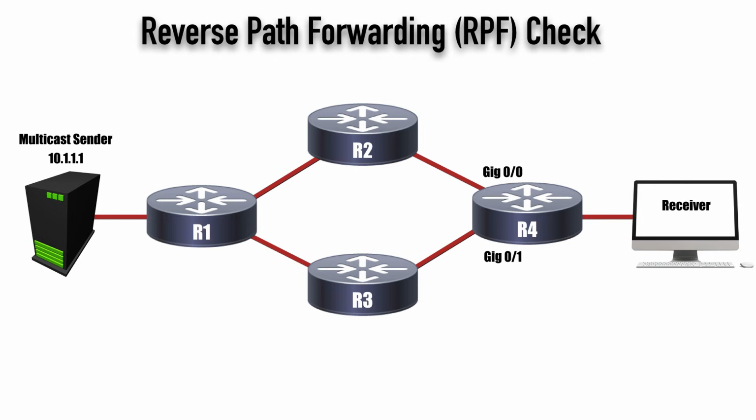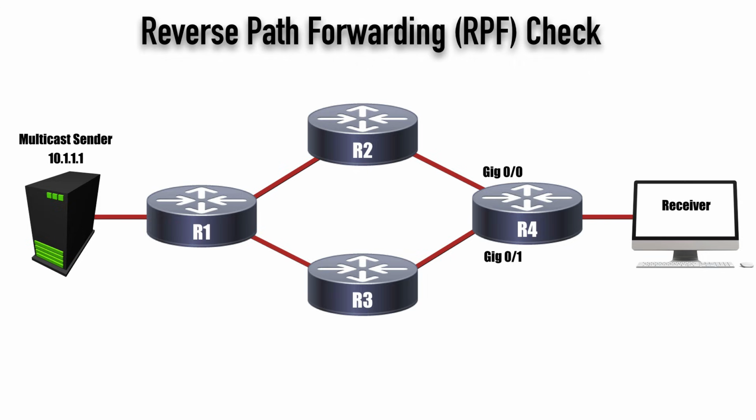But initially, this multicast sender might be sending traffic to the receiver, and it goes into R1, and R1 says, well, I've got a couple of exit interfaces. They're both enabled for multicast, and it sends the traffic out of both of its interfaces, going to R2 and R3, which each send a packet to R4. That means the receiver is getting a duplicate copy of the packet.